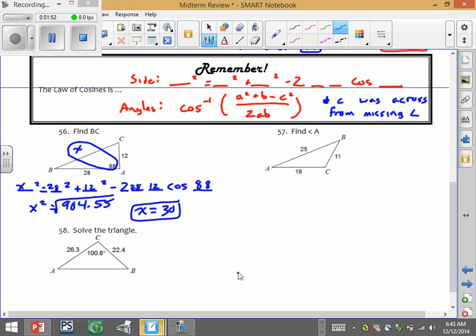All right, find angle A. Here we're going to use our law of cosines, because if we start to circle this like we have with law of sines, we don't have another pairing that we can circle right now. That's another indicator law of cosines is appropriate. So we'll use our angles formula. We've got the cosine inverse.